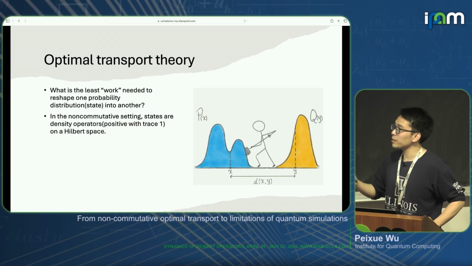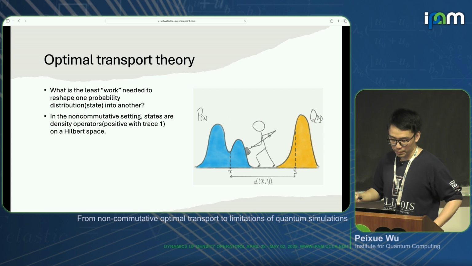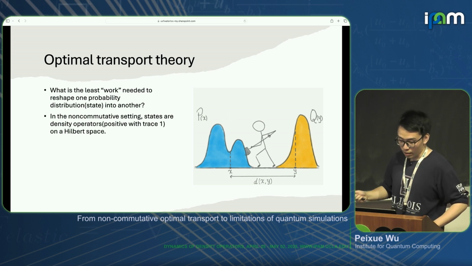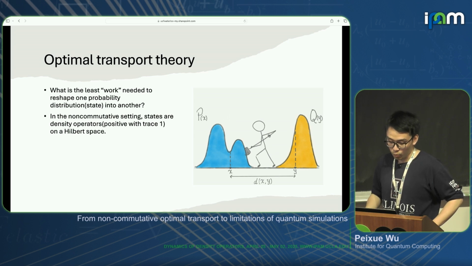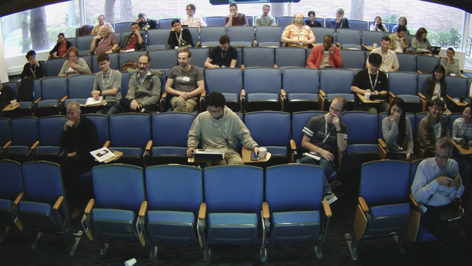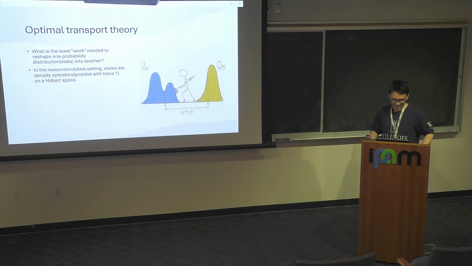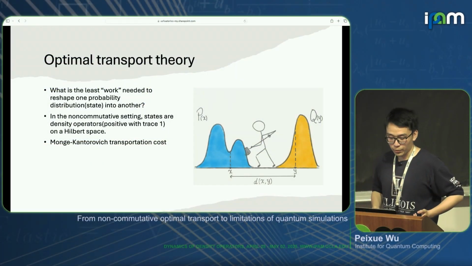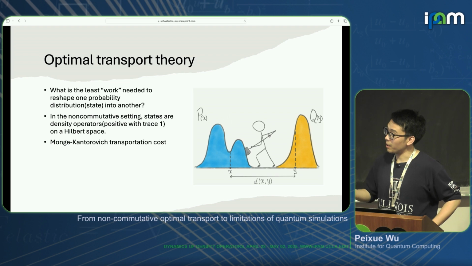And in the non-commutative setting, which is the main theme of this workshop, we have to do quantum states instead of classical probability theory. Quantum snow, not classical. Yeah, quantum snow, yeah. You can just model the snow as a quantum states, of course. Yeah. And the most celebrated result is called the Monge-Kantorovich transportation cost.